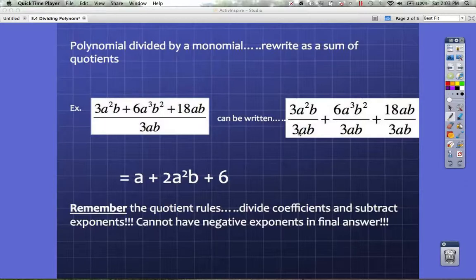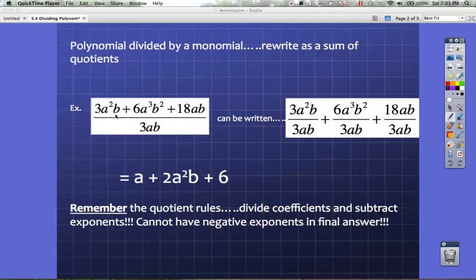You divide your coefficients. 3 divided by 3 would be 1. And then you subtract your exponents. So that's a squared minus 1, so that's going to give you a. 6 divided by 3 is 2. And then 3 subtract 1 is 2. b squared subtract 1 is b. 18 divided by 3 is 6. ab divided by ab is 1, so it's just 6.